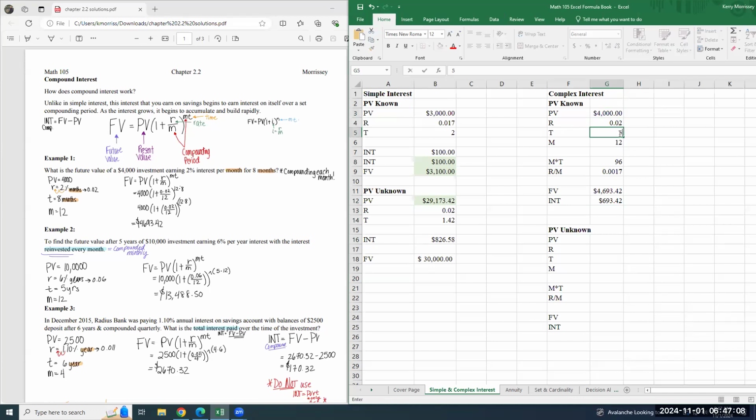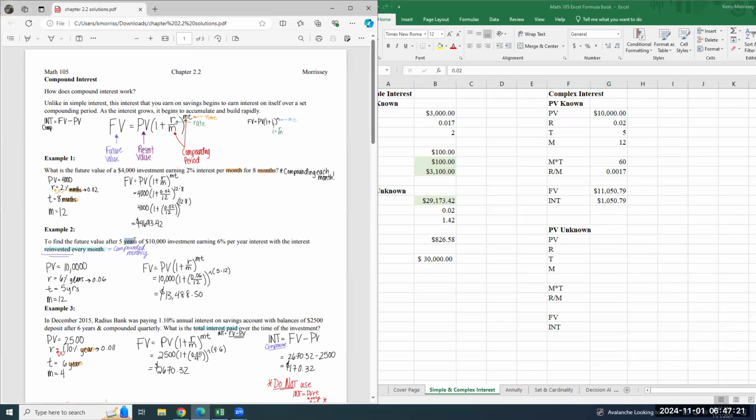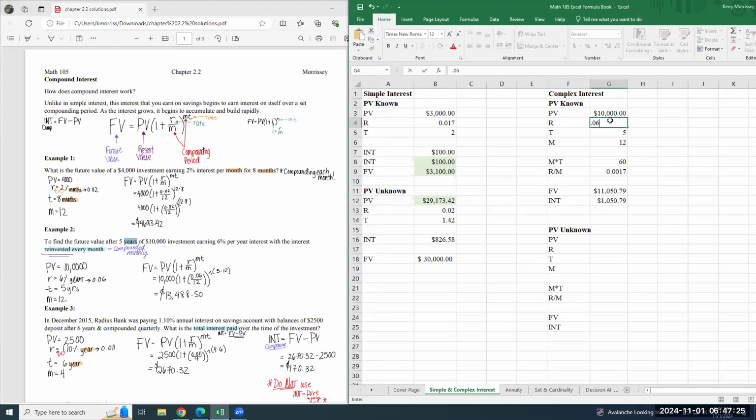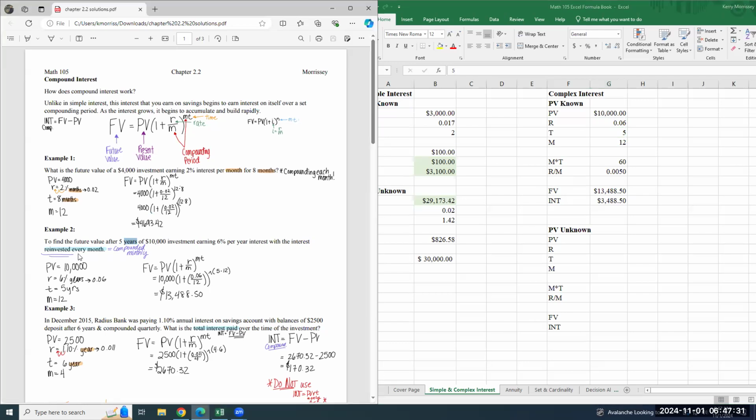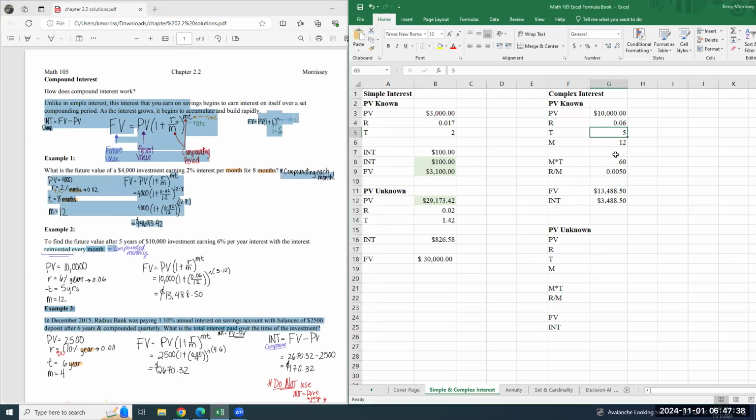to find the future value after 5 years, T we can change to 5, and notice that as we change it, your values will change, of a $10,000 investment earning 6% per year. We have years, so no conversion is needed. 0.06. Interest with interest reinvested every month. So again, when it says reinvested every month, that's meaning it's going to be compounded every month. So we can keep ours as 12.